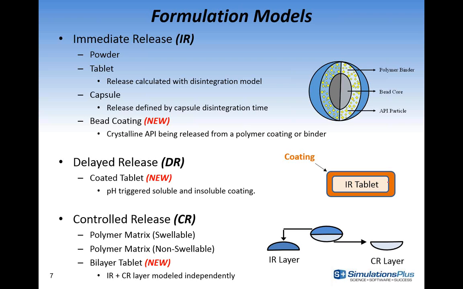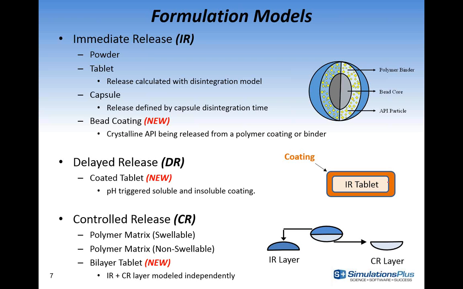Also new within DDDPlus 5, we have included delayed release formulations. So in this case, if you had a coated tablet with a pH-triggered soluble or insoluble coating, let's say something like methacrylic acid or HPMC, and you had a transfer experiment from pH 1.2 to 6.5, we would be able to model this and simulate the dissolution of the coating and the drug diffusion through that coating until it is completely dissolved, and then the tablet will disintegrate and release drug as a normal IR tablet.